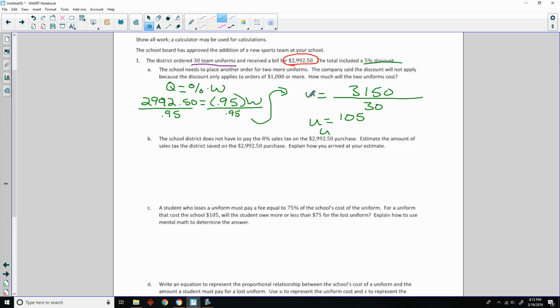3,150 divided by 30 is 105. Okay, so each uniform is $105. So if I buy 2 of those uniforms, they would be $210. How much will the 2 uniforms cost?